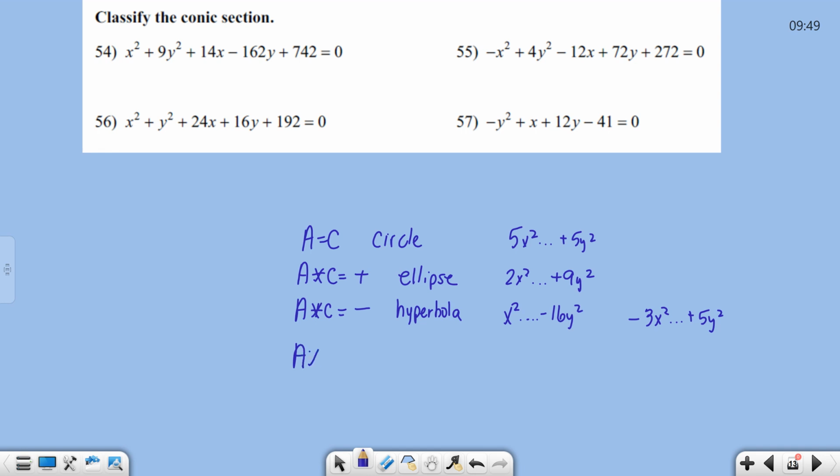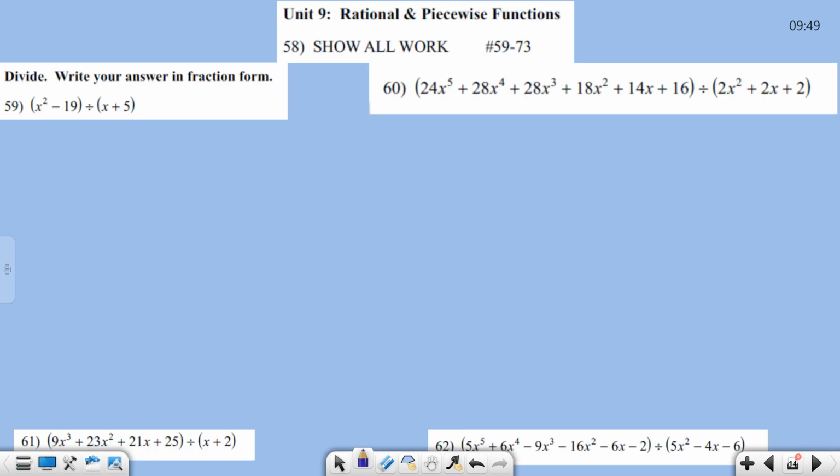And then if A multiplied by C is 0, that guy is a parabola. So you only have an x squared, or you only have a y squared. That's how you remember those. Put that in your cheat sheet. All right, our last part, this is Unit 9 that we just did.